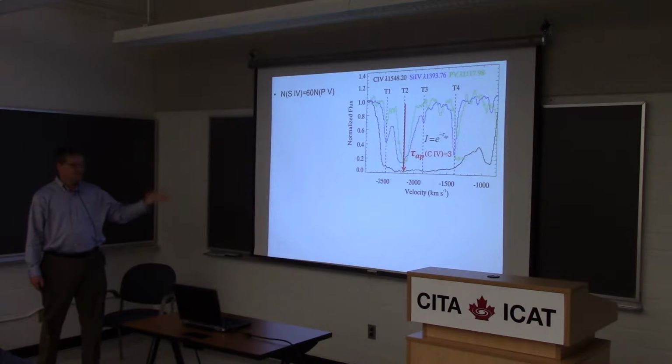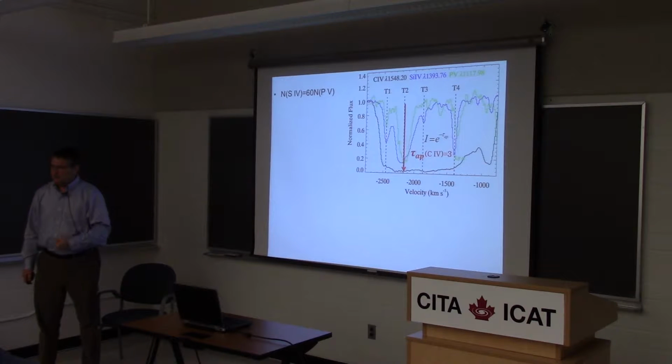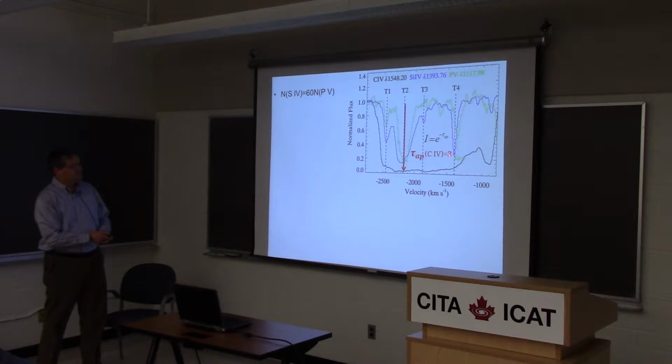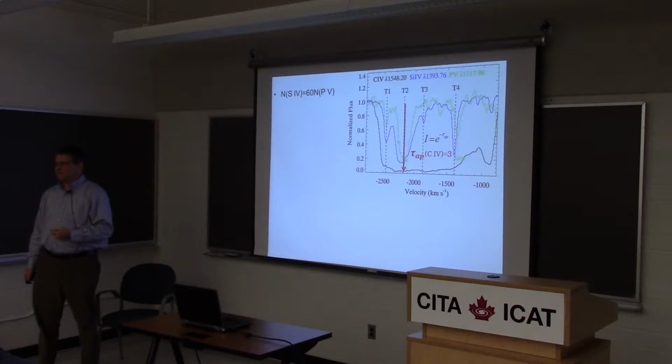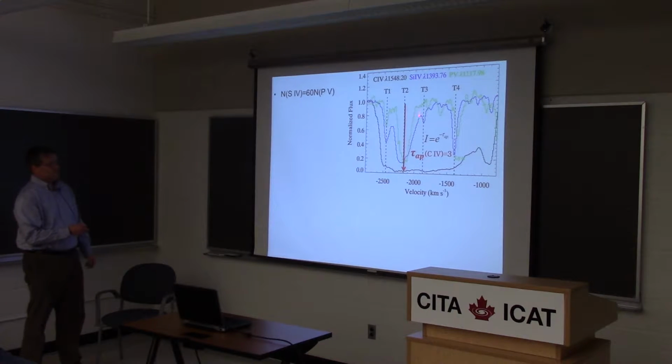Because their oscillator strength and wavelengths are very similar, you would expect that if the carbon-4 optical depth is 3, phosphorus-5 optical depth will be 3 divided by 1,000, because it's 1,000 times less abundant. And all the other parameters are basically equal. But this is obviously not the case. You have an extremely deep trough here.